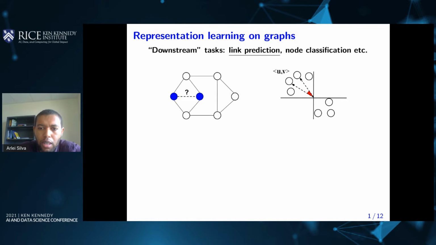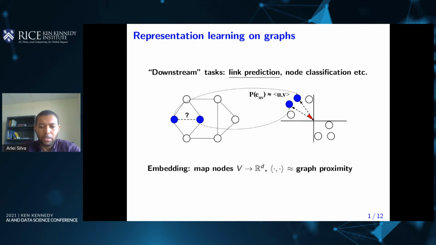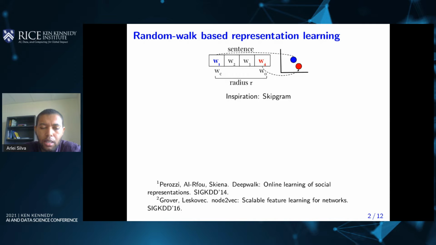For instance, maybe one way to predict whether there is a link between two nodes is to look at the angle between the data points that represent them in this Euclidean space. And the goal of representation learning on graphs is to actually learn this mapping, how you go from the graph space to this Euclidean space where some operations such as inner products capture some notion of proximity. So that's the topic of this talk.